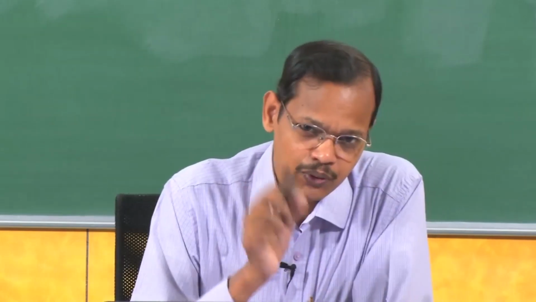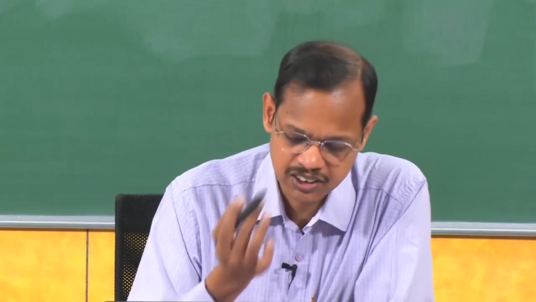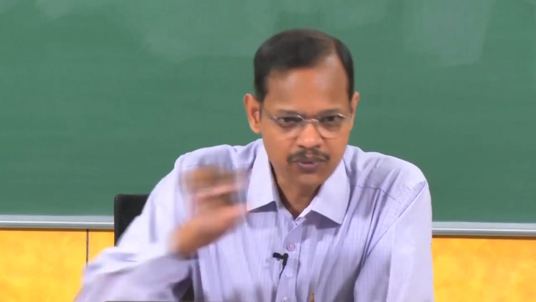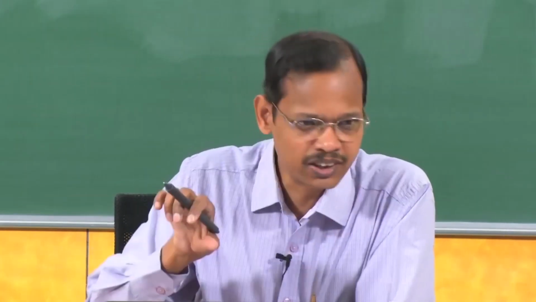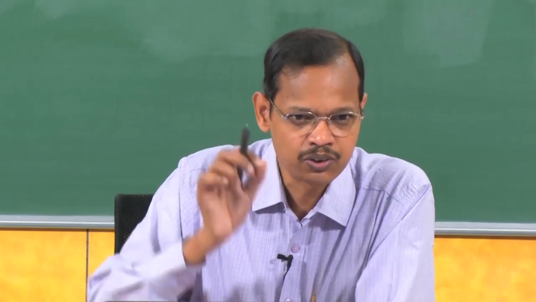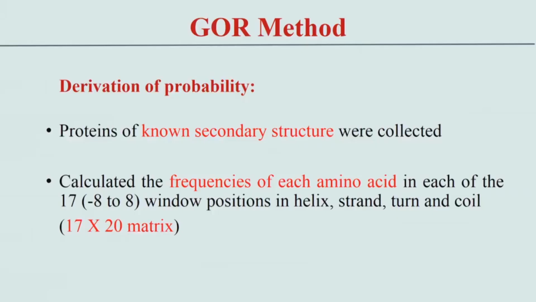So, they consider the proteins with known secondary structures, with the secondary structure assignment. Then we know the assignment, we know the sequence, and for each sequence we know the secondary structure assignment, whether a particular residue belongs to helix or strand or coil or turn. Then we calculate the frequency of each amino acid in each of the window positions.